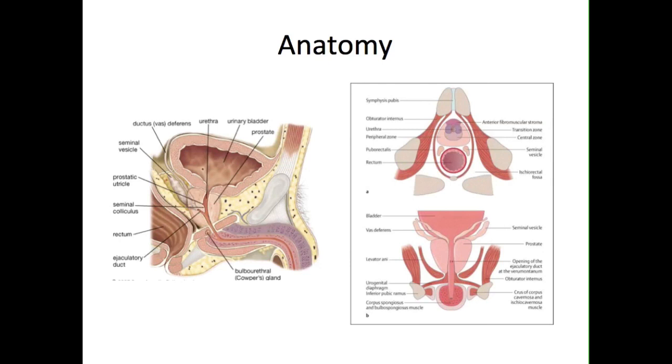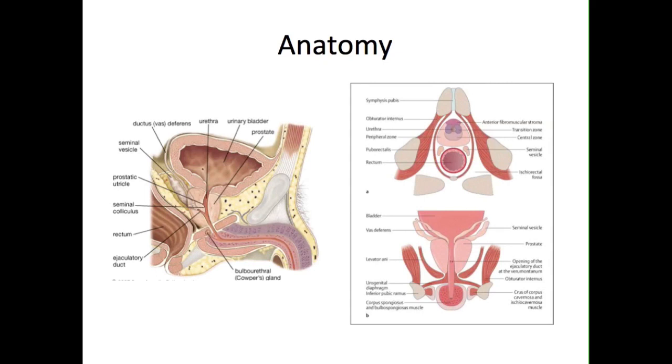This communication can be clinically significant, as it is a potential route of spread of infection or malignant cells to the sacral vertebrae. Lymph from the prostate gland mainly drains into the internal iliac nodes, although some does drain into the sacral lymph nodes.